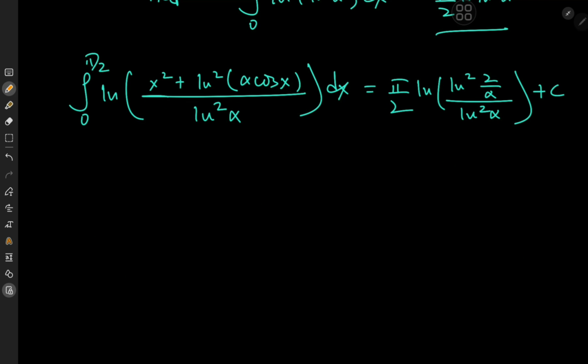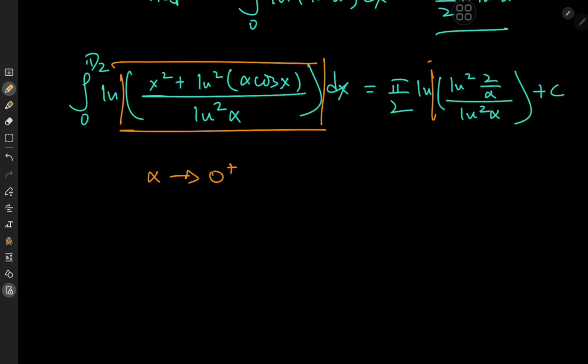So by luck and sheer stubbornness, there's a ray of light. What I'm going to do here is take the limit as alpha tends to 0 from the right of both these arguments of the logarithms.